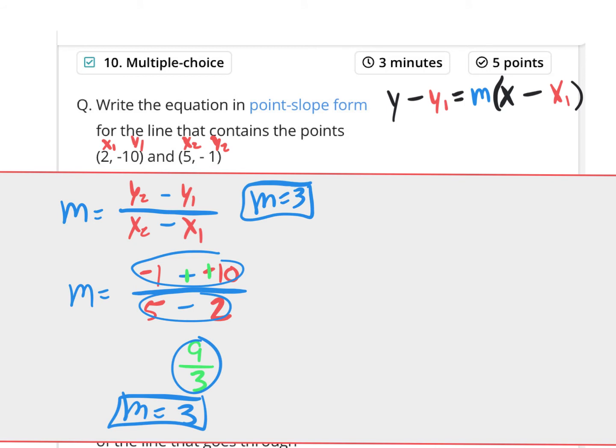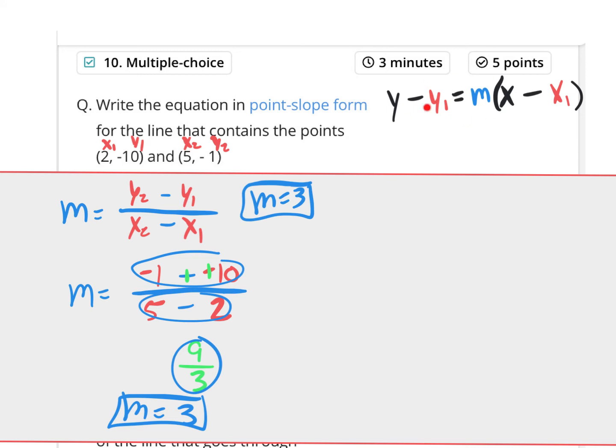So they wanted us to write an equation in point-slope form. What do we need for point-slope? Well, you need a point and you need a slope. We already found the slope. Now all we need is a point. Wait a minute, we have points. We actually have 2 points. Let's use this first point. Stay true to our labeling here.